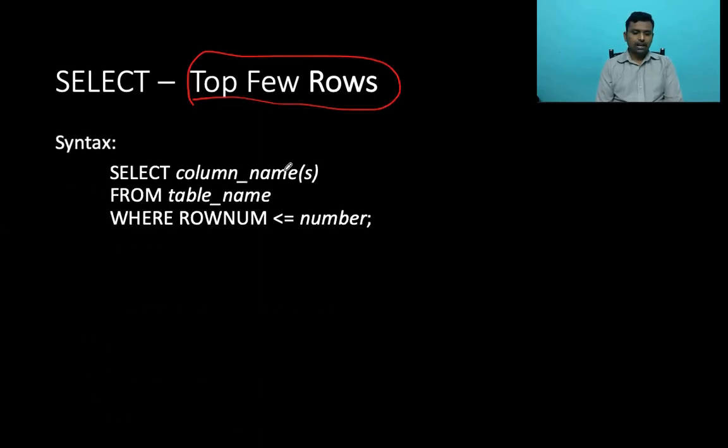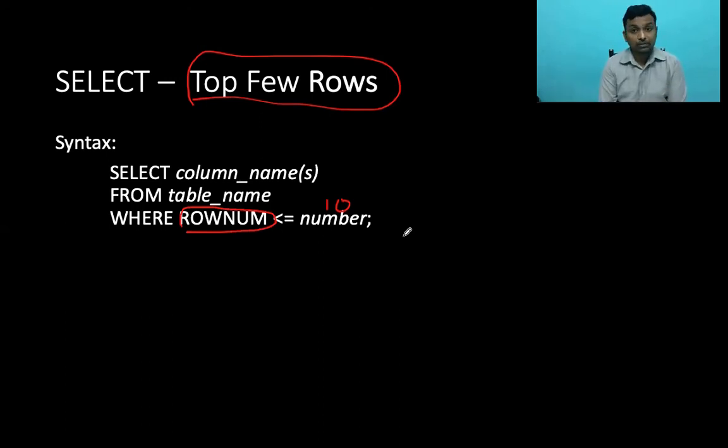How will I do it? I'll be using the command rownum. So when I say select the columns, if I want all the columns, I put a star, from table name where rownum less than or equal to number. So this number can be 1, 2, 3, 4 like that. For example, if I want to see the first 10 rows, I'll say number as 10. So here I say where rownum less than or equal to 10. When I say rownum less than or equal to 10, only 10 rows will be printed.